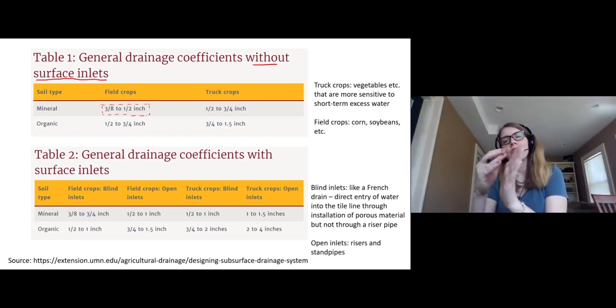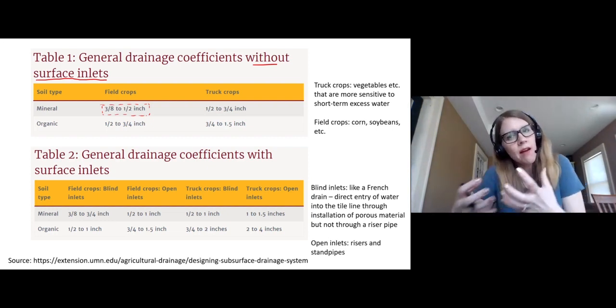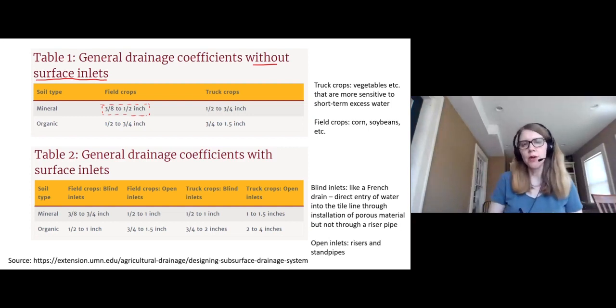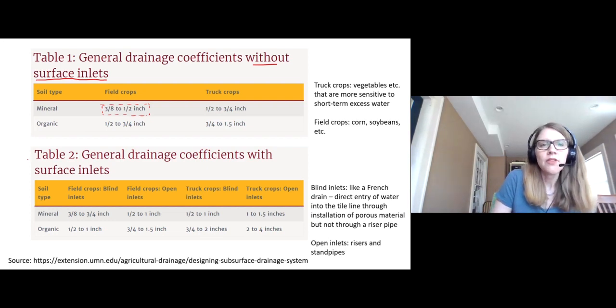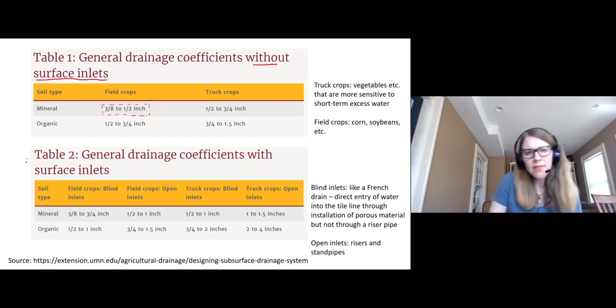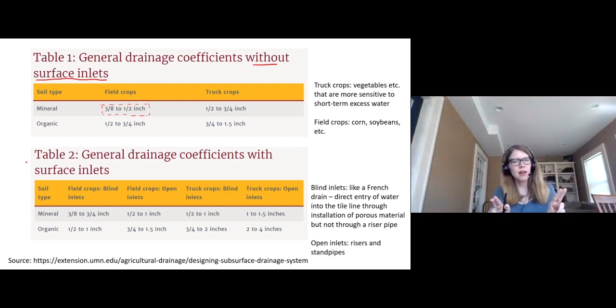And then if we've got truck crops that are more sensitive to high water content, we want to get water out of there faster, so we're going to have a higher drainage coefficient, allow for more drainage during a 24-hour period. And then if we look at the same information, but now we've got different types of surface inlets. And again, we've got these 2 categories, field crops versus truck crops, and 2 different types of surface inlets. One is a blind inlet. This is more commonly called, certainly in residential and more urban settings, a French drain.